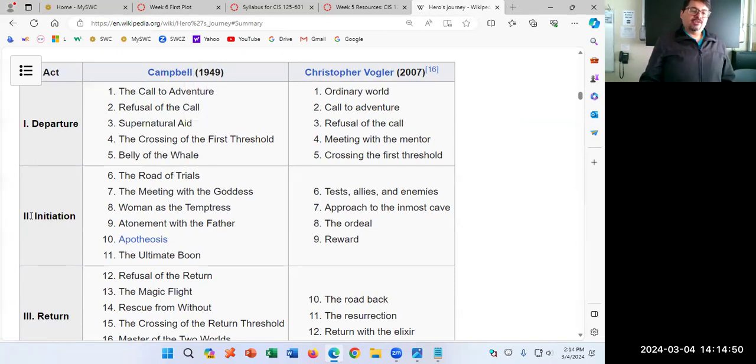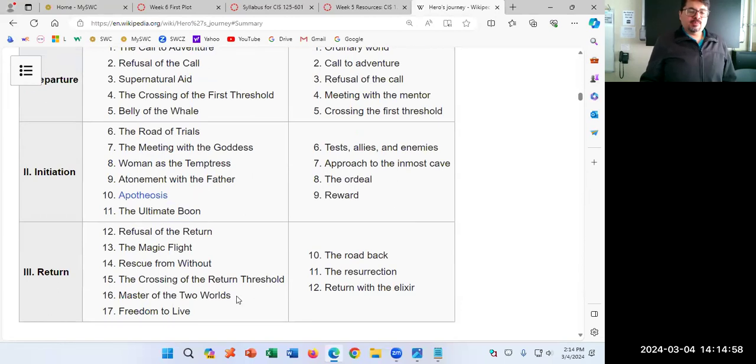Then for my main character on the second part, I'm going to pick the ultimate boon. I need to read what that means and then write a little bit about it, one sentence at least. And then for the return part, I'm going to pick the magic flight and then write how that applied to my character.